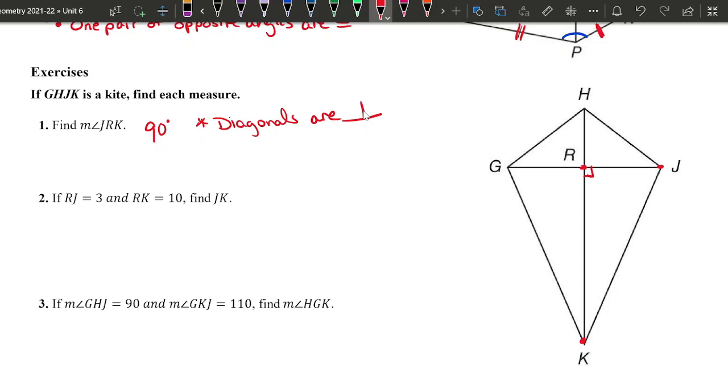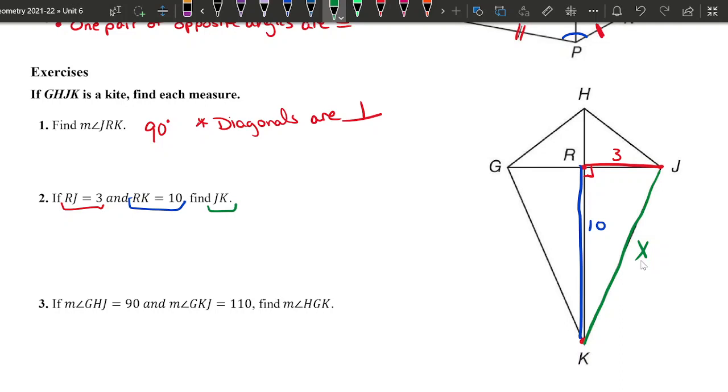Okay, so then number 2 says, if RJ is 3, all right, so where's RJ? Here's R, there's J, this section right here, if that has a length of 3, and RK has a length of 10. There's K at the bottom. So that's a length of 10. Find JK. So JK, it's right here. That's what I'm looking for.